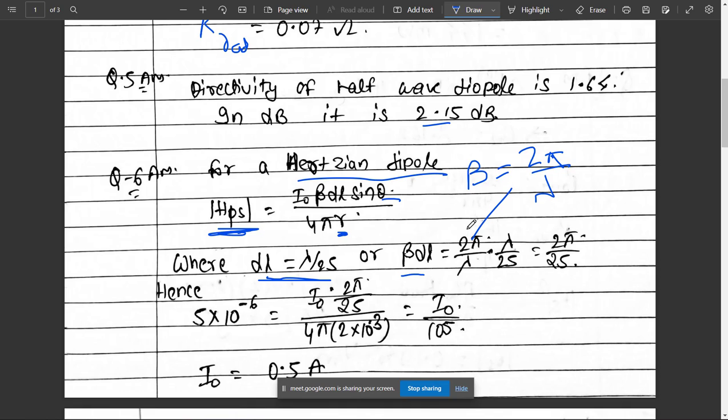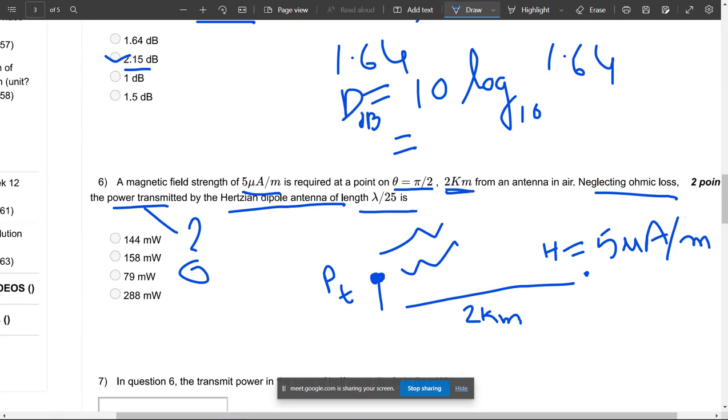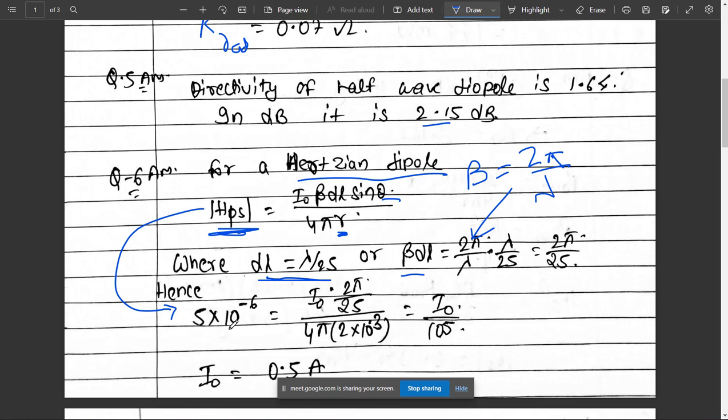We'll put it here. So beta dl will be 2 pi by lambda into lambda by 25. So this will be 2 pi by 25. So we know this, which is 5 micro amperes per meter. So 5 micro, which is 5 into 10 to the power minus 6.